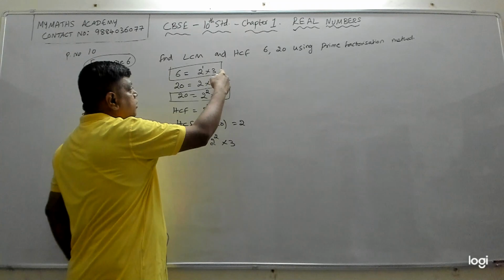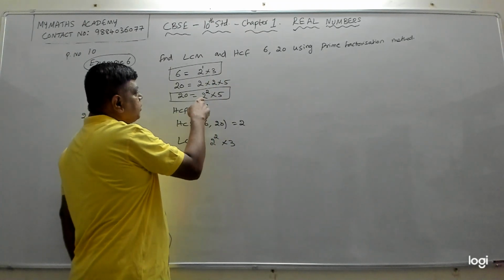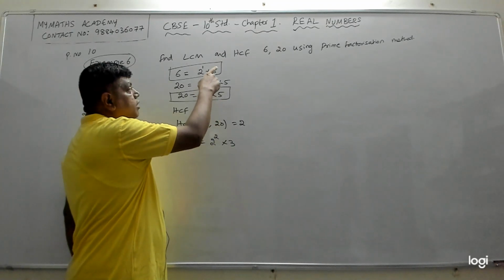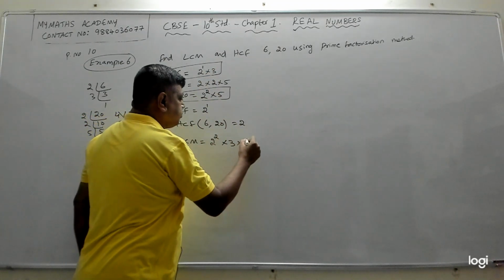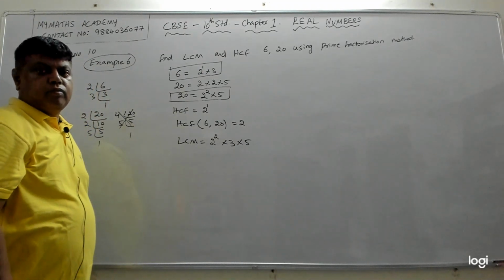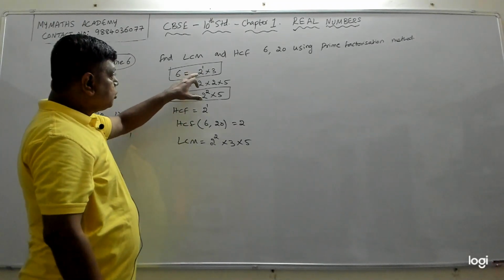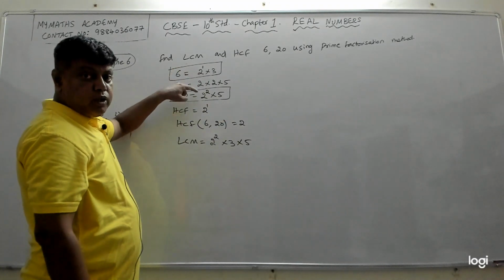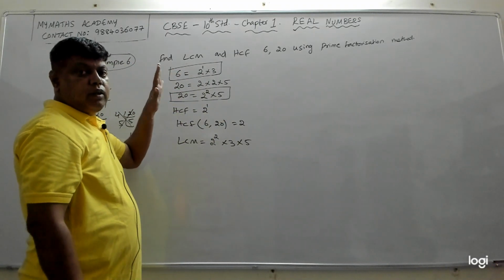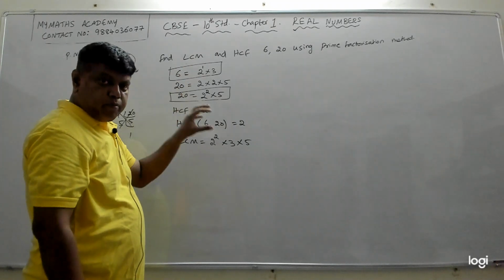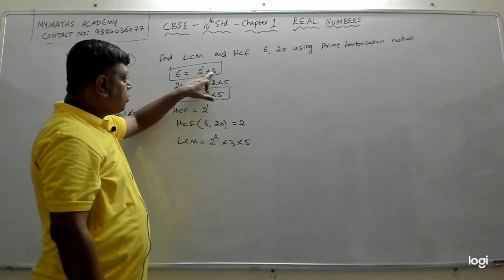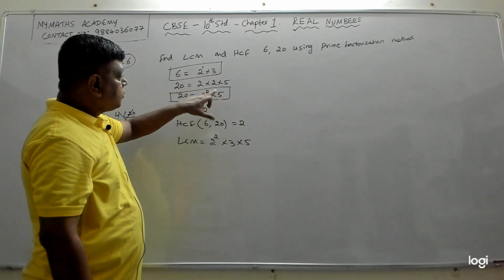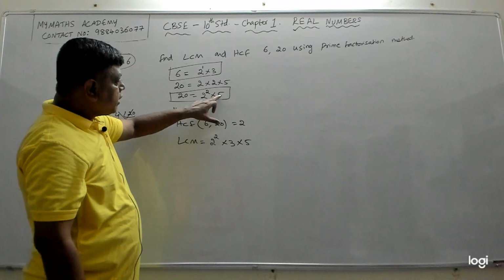Now next one is what? This is over. Now check this. 2 power 2. 2 we have already written. Then 5. Right? 5 is not here. 5 is only here. Then we can write that. You will write all these numbers 2, 3 and 5 here. But whenever a number is present in both, you will write the highest power. If the number is present in only one, you will write that number alone. 3 is present only here, not here. So you write 3 alone. 5 is present only in this, not in this. So I will write 5 as it is.